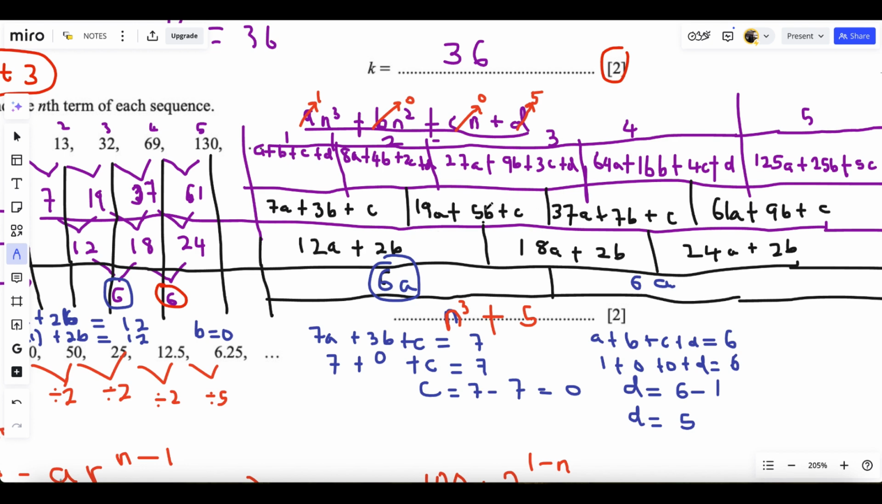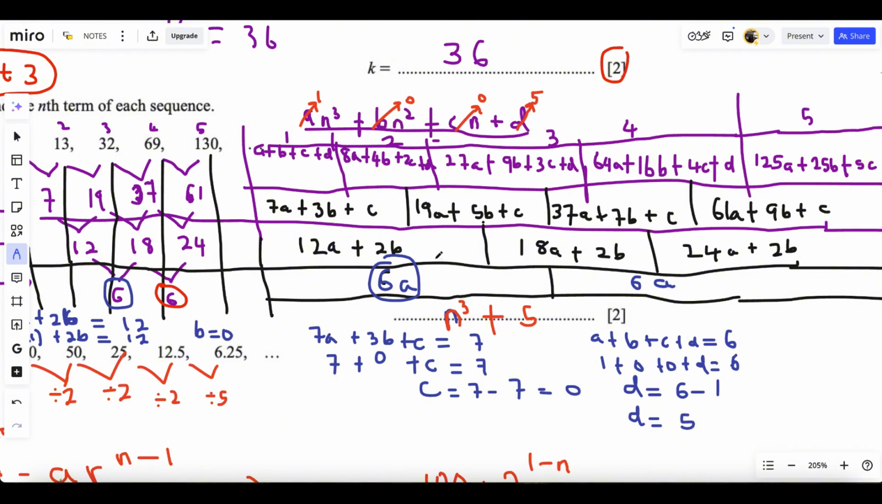You find another difference, just like we are doing here. So 19a minus 7a, you get 12a. 5b minus 3b, you get 2b. Then you come here, c minus c is 0, so you don't need to put c here. 37a minus 19a, you get 18a. And 7b minus 5b, you get 2b. c minus c is 0. And then here you get 61a minus 37a, you get 24a. And 9b minus 7b, you get 2b.